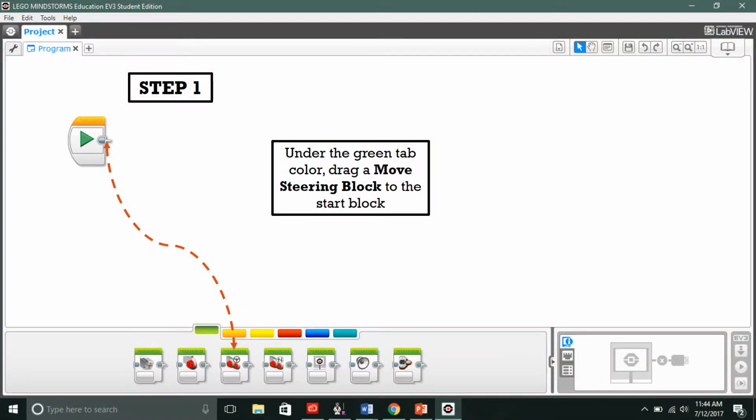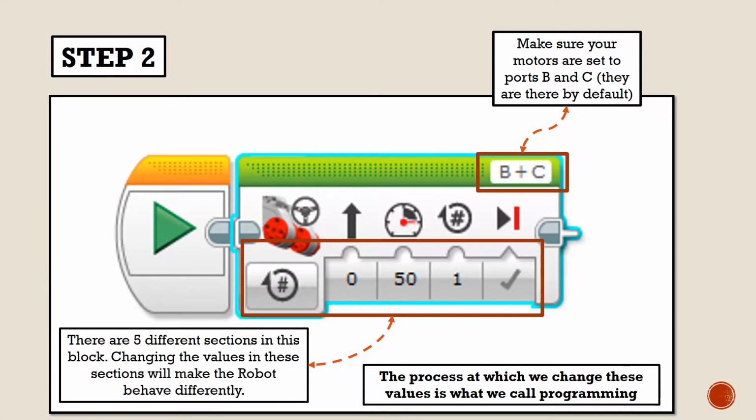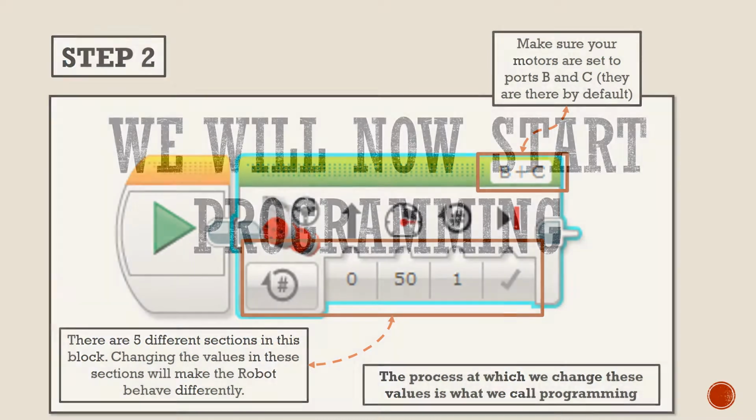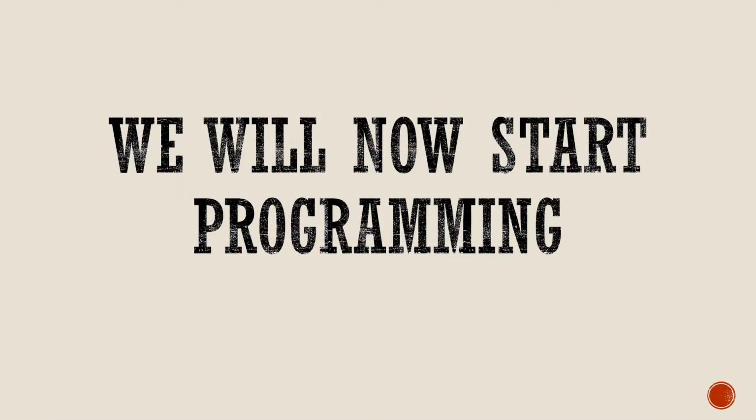First step is to drag a move steering block, that third block under the green colored tab. You'll see there are 5 different sections in the block. Changing the values in each section will make your robot behave in different ways. The process of changing these values is what we call programming. Now it's time to program.